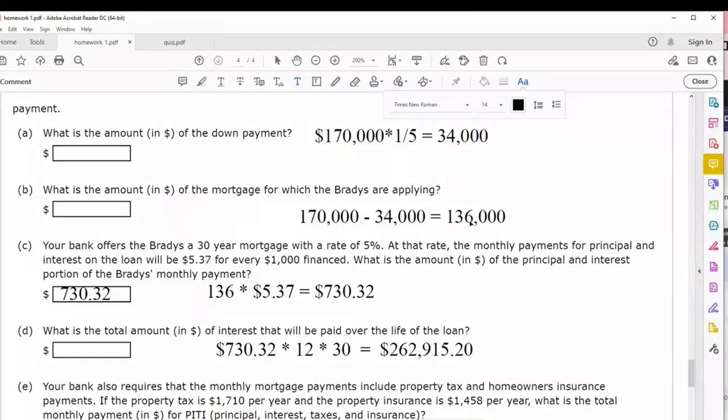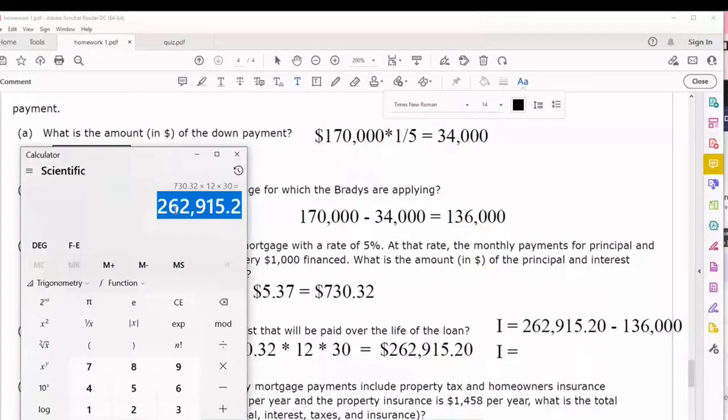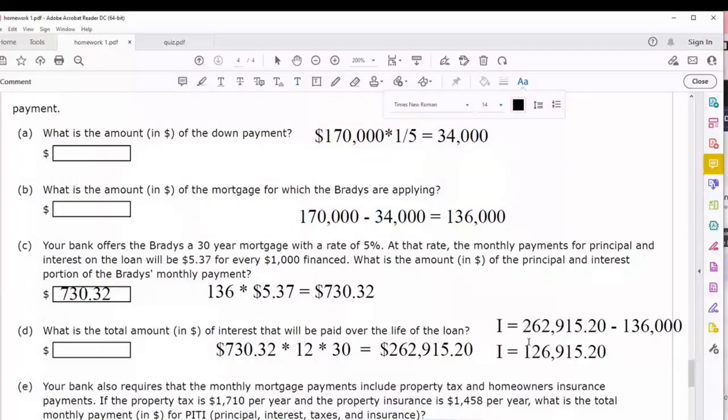But look, the loan was originally for $136,000. So the interest is how much we paid, subtracted by how much we owed them. We have to subtract those two numbers. This is how much we ended up paying at the end of the 30 years. Subtract that by how much we took the loan out for. So it's $126,915.20 in interest.